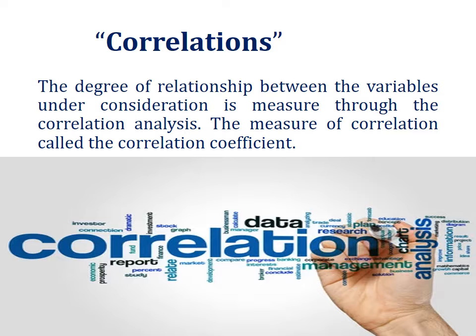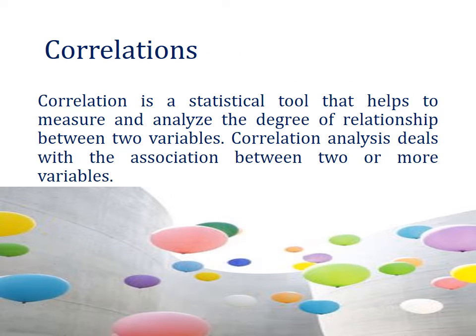As you know, correlation is the degree of relationship between two variables, considered by the researcher and measured through correlation analysis. The measure of correlation is called the correlation coefficient. When we measure the correlation of two variables, that is called the correlation coefficient. Correlation is a statistical tool that helps the researcher analyze the degree of relationship between two variables. Correlation analysis deals with the association between two or more variables.